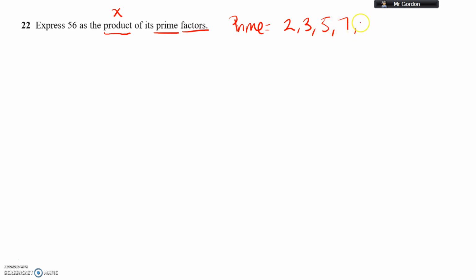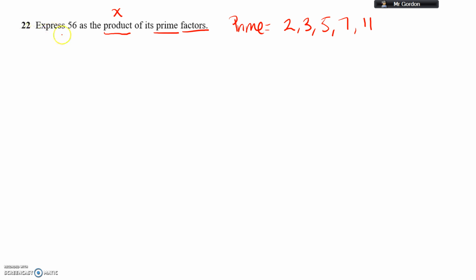11 is the next one. Not 9, 11. Because only 1 and 11 go into 11. 9, 3 goes into 9. Everybody thinks it's prime when they start doing their prime numbers. It's not.